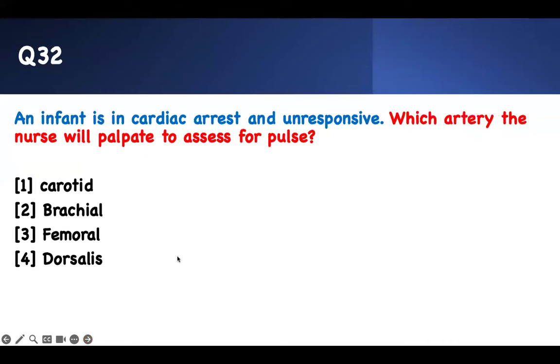An infant is in cardiac arrest and unresponsive. Which artery will the nurse palpate to assess for pulse? So this is an infant. Where do you assess for pulse? We check the carotid, we check femoral, dorsalis, or brachial. So the right answer is brachial. The carotid is for adults, so we do a brachial. You don't want to go into the femoral or dorsalis. So this is the right answer.